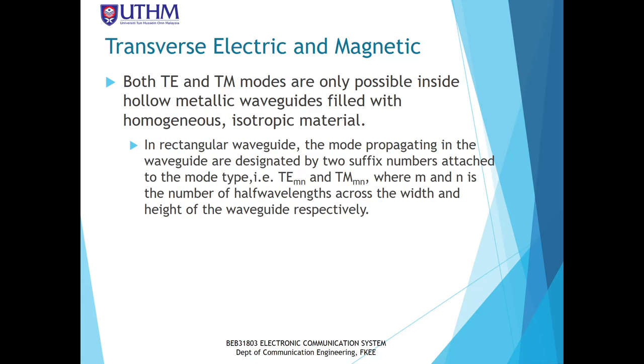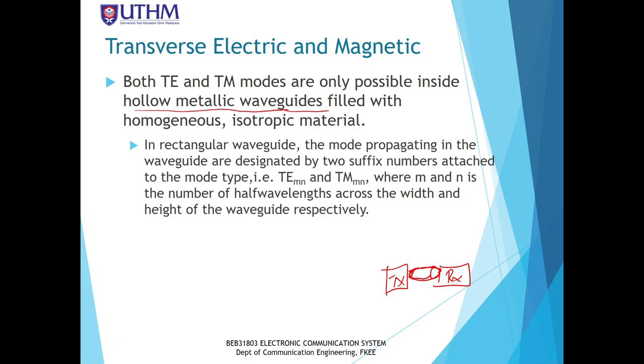Okay. So both TE and TM modes, transverse electric and also transverse magnetic modes, are only possible inside a hollow metallic waveguide. So a waveguide is a hollow metallic component which we use to connect between the transmitter and the receiver. If you have the transmitter and also the receiver, we use some sort of hollow metallic. There are many shapes of waveguides. Well, you can assume that it looks like a metal pipe. Okay, dia seperti bentuknya seperti pipe besi.